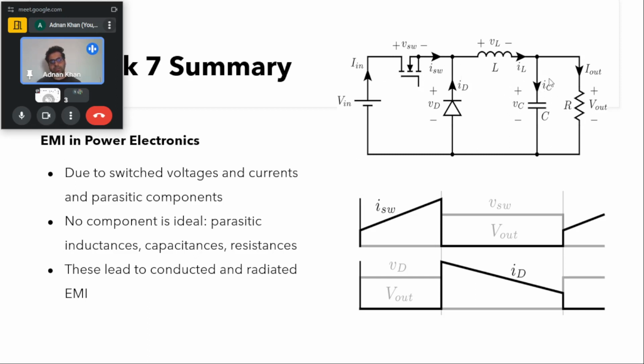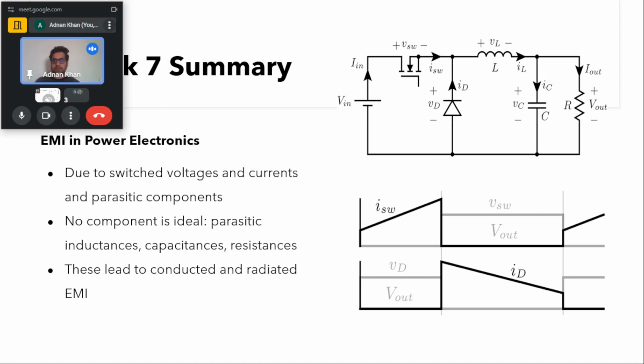Also this capacitance here will have some parasitic resistance and inductance, and besides that the leads of the converter will have some parasitic inductance as well as parasitic resistance. And if we have the traces, there will be some parasitic inductance as well.